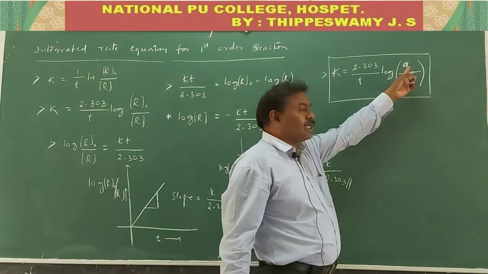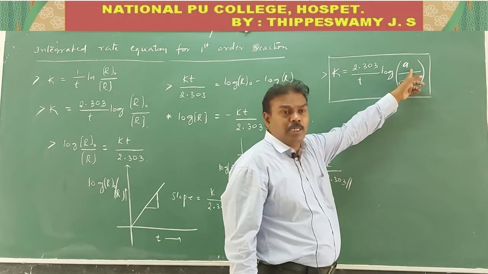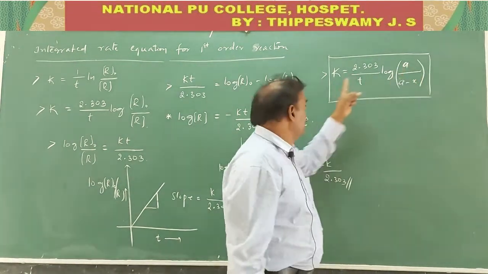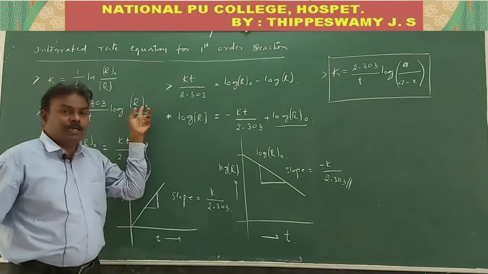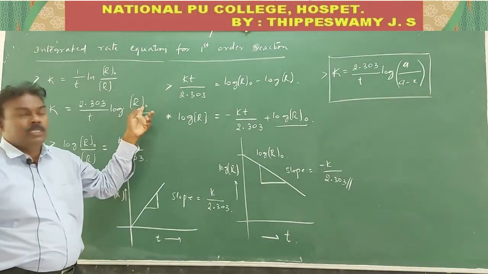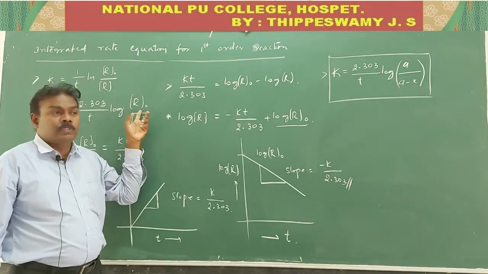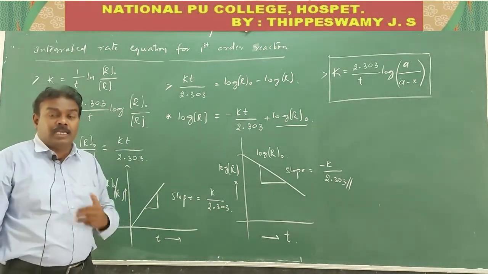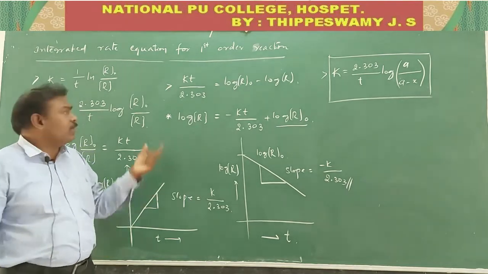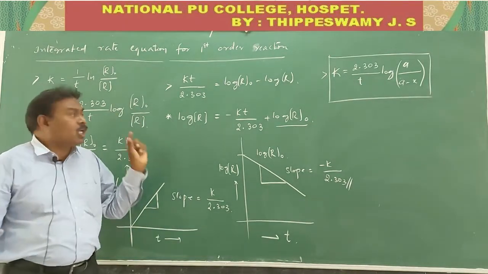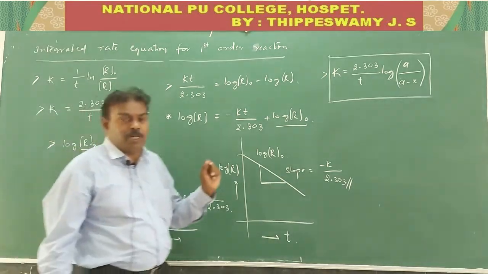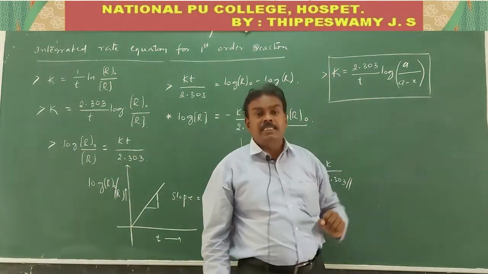What is small a called here? Small a is called the initial concentration of the reactant before the start of the reaction. Here also the same thing. R0 is called the initial concentration of the reactant. Initial concentration of reactant means before the start of the reaction. What is the concentration of the reactant at the time t is equal to 0? For that we take R0. R0 means initial concentration of the reactant. In place of R0 we can take small a itself here.